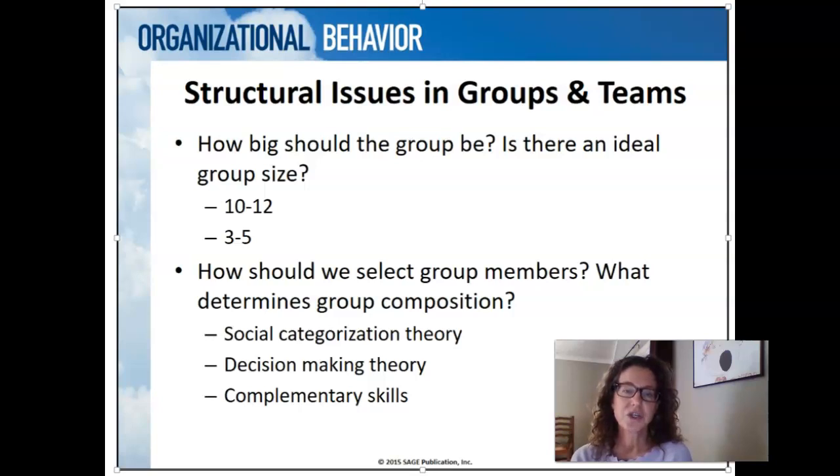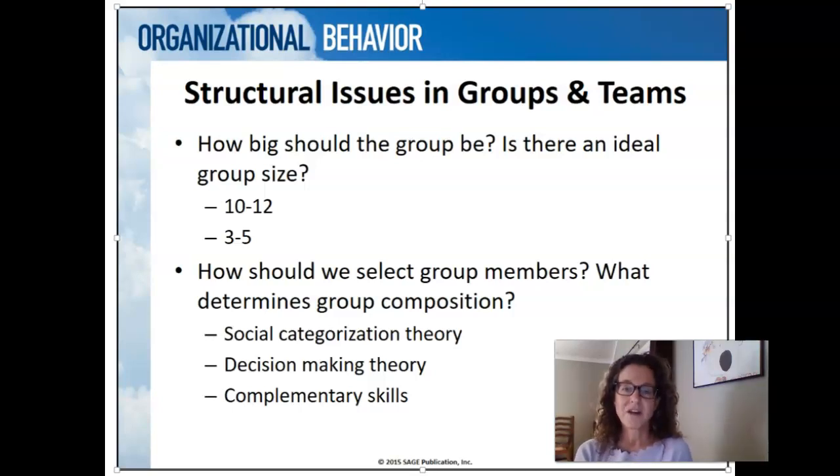A first decision should be how many people should be placed on the group. Should we have a large group of 10 to 12 individuals or even more? Or should we have a small group? Well, again, here, as this is organizational behavior and we are involved in a study that is based on contingencies, this again is an example of a contingency. It depends. It depends what the group is supposed to accomplish.